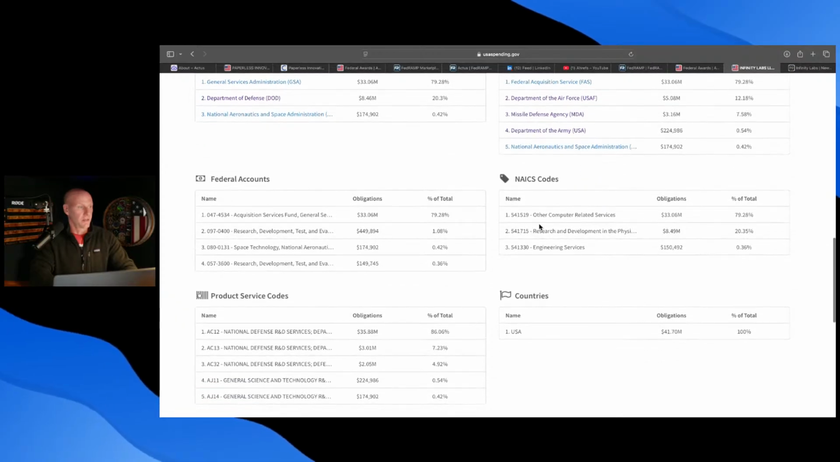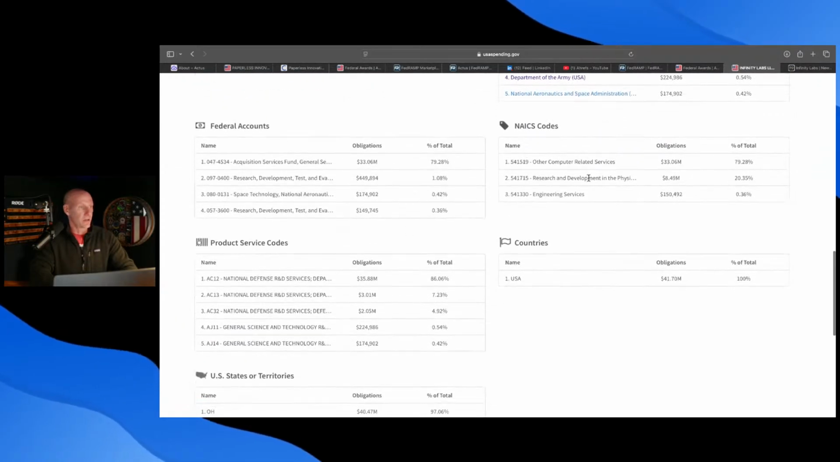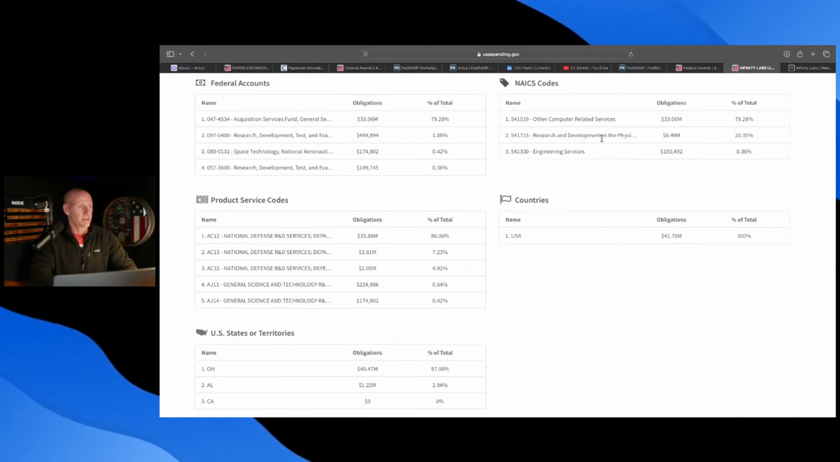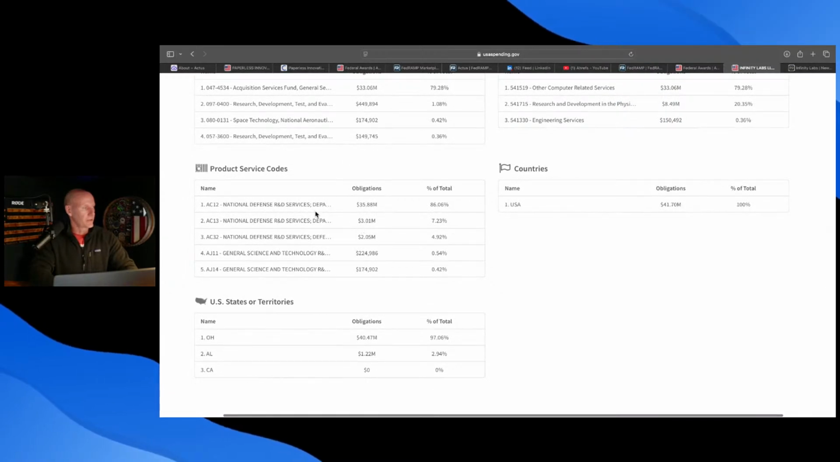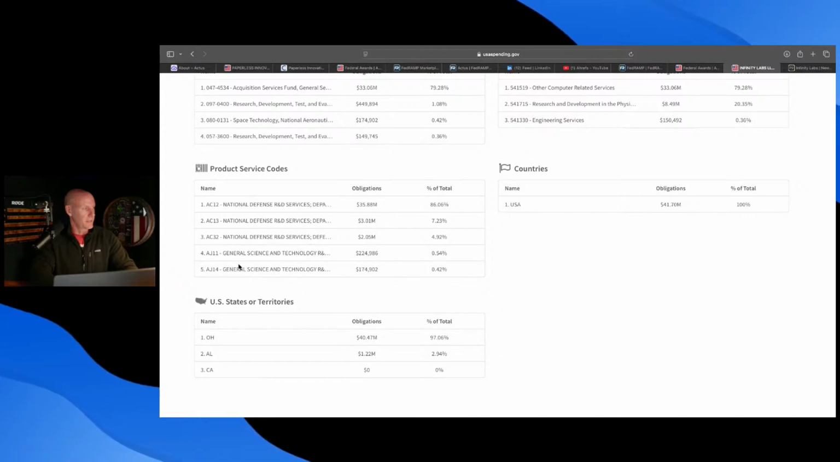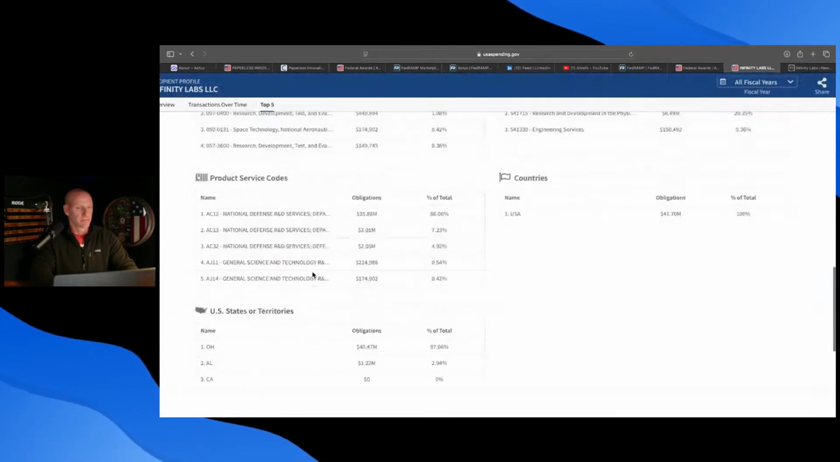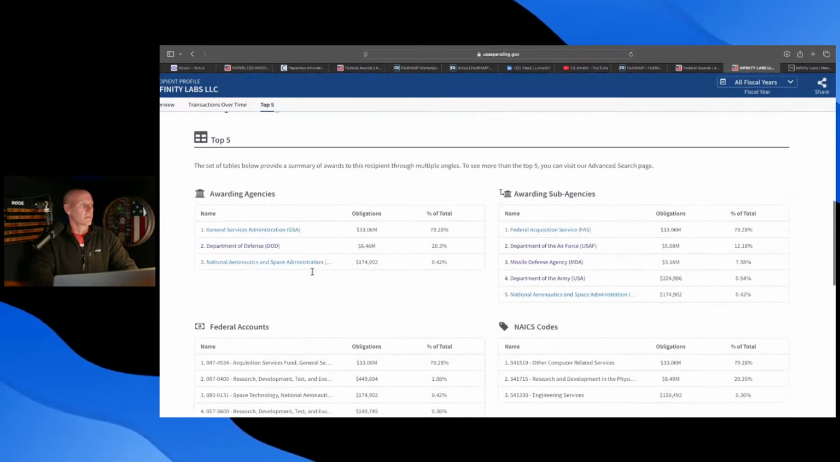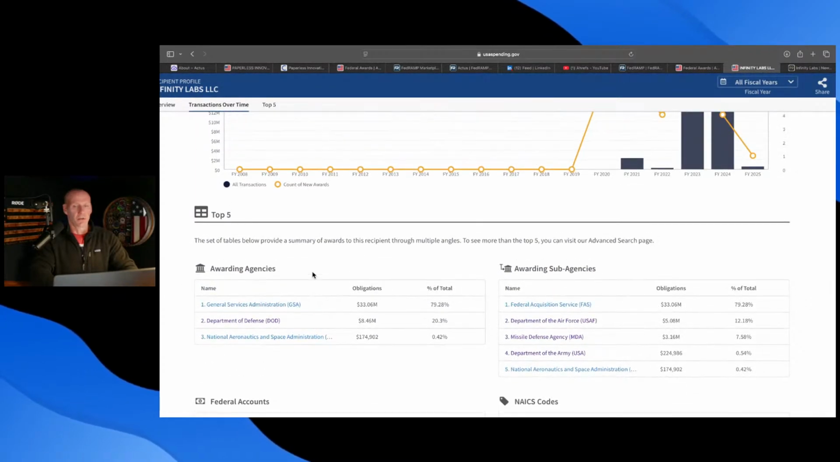It's interesting. We're also seeing the NAICS codes: computer-related services, a pretty broad code, R&D, engineering. Okay, so you're getting a sense of the type of company this is. National Defense R&D, General Science and Technology. Okay. All right, so this gives us a bit of a baseline for how much this particular company has made and who they're selling to.